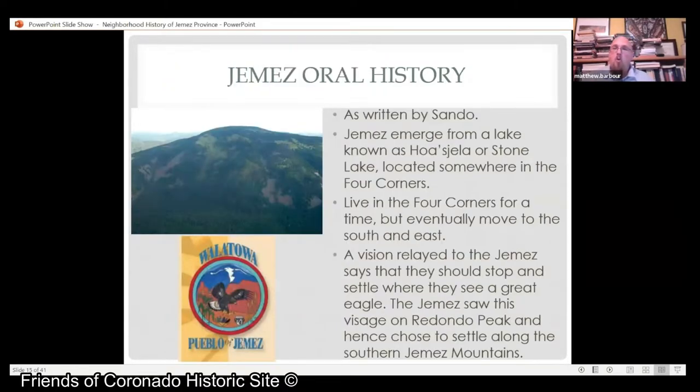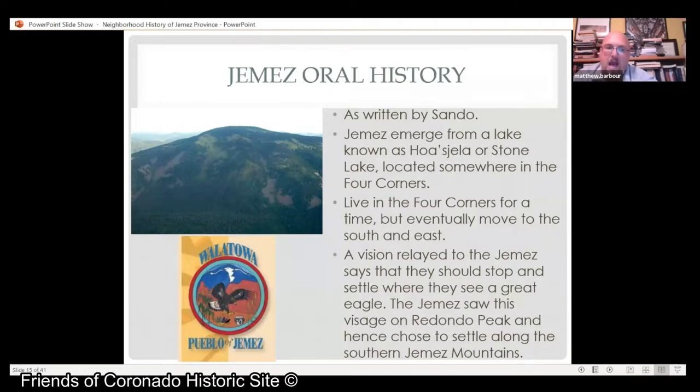So what do the Jemez say about their own arrival in the Jemez Mountains? I'm going to use the version as written by Joe Sando here. There's slight variations on this, depending upon who you ask in the village of Walatowa today. But in the Jemez creation story, they emerge from a lake known as Hosajilla, or Stone Lake, located somewhere in the Four Corners. They live in the Four Corners for a time, but eventually migrate south and east.